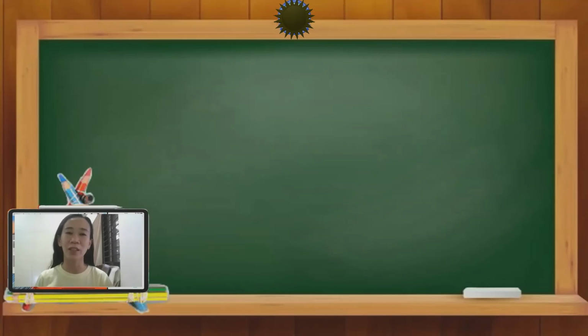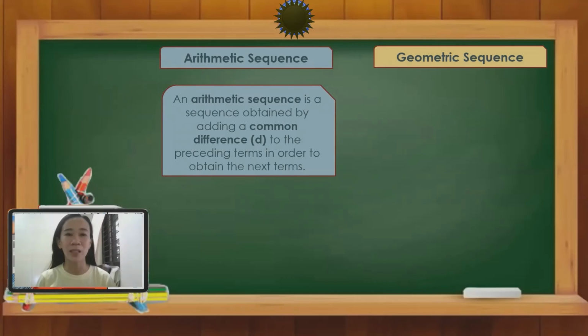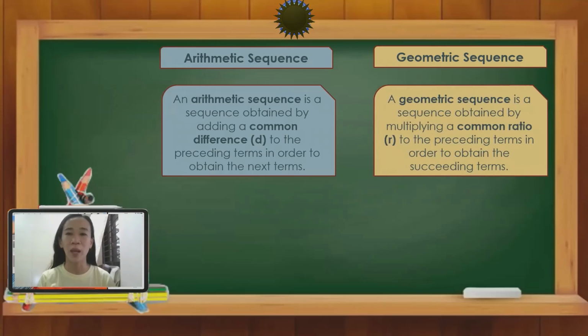Last week, you learned the arithmetic sequence. This week, you have learned the geometric sequence. Now let us compare arithmetic sequence versus geometric sequence. An arithmetic sequence is a sequence obtained by adding a common difference to the preceding terms in order to obtain the next terms. While a geometric sequence is a sequence obtained by multiplying a common ratio, or r, to the preceding terms in order to obtain the succeeding terms.